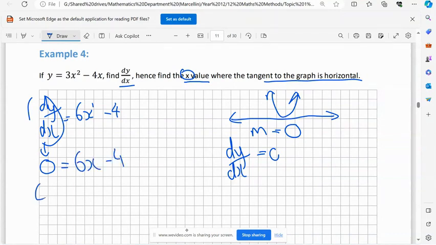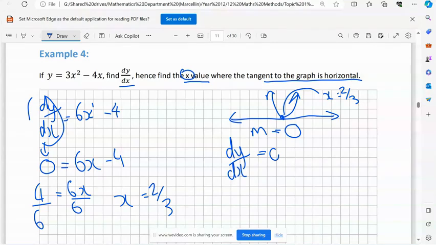And by rearranging that, so just add 4 to both sides, divide both sides by 6, you'll get the x value where this tangent is horizontal. And that's a key feature. We'll talk about them a lot more down the track, but that key feature is a turning point, right, or a stationary point. So we know that when x is 2/3, this graph has a turning point or a stationary point.